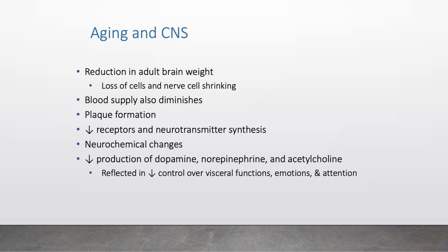Aging is accompanied by neurochemical changes, including a decrease in neurotransmitter synthesis and the reduction in key neurotransmitters like dopamine, norepinephrine, and acetylcholine. These changes can lead to alterations in emotional regulation, attention, and overall cognitive function. There is selective atrophy or shrinkage of specific brain regions in the aging central nervous system.